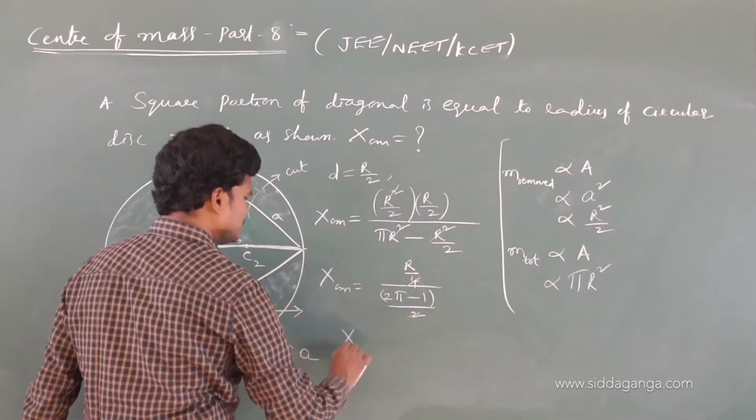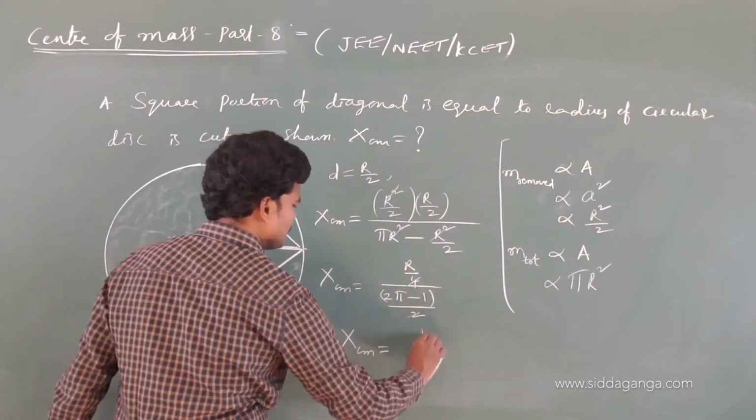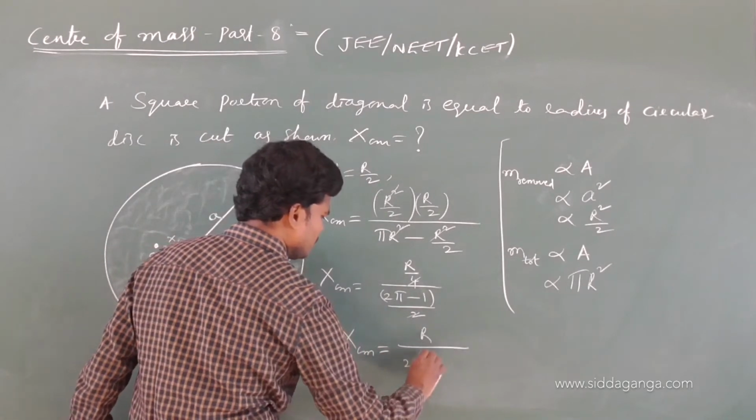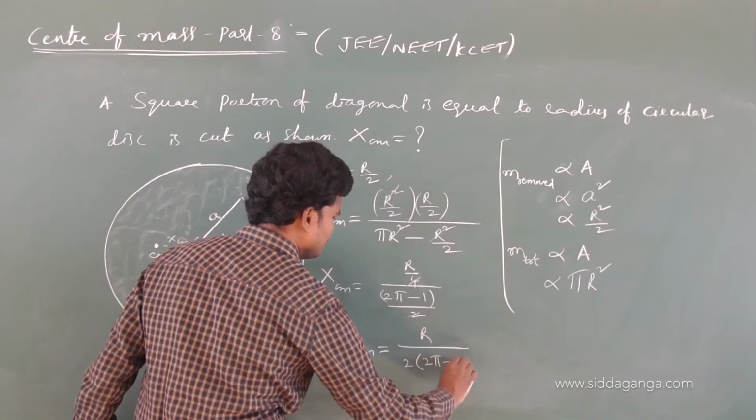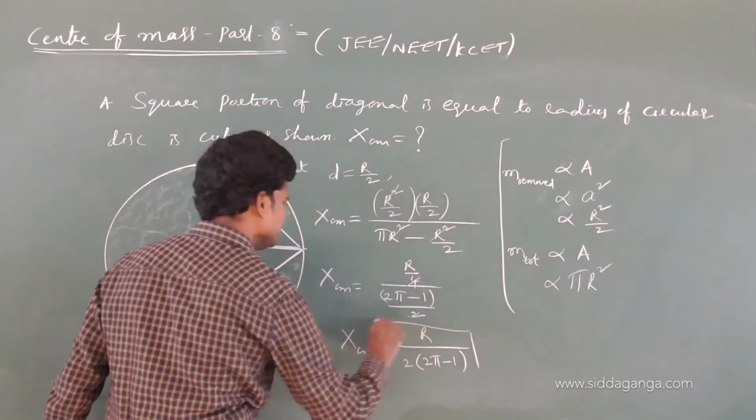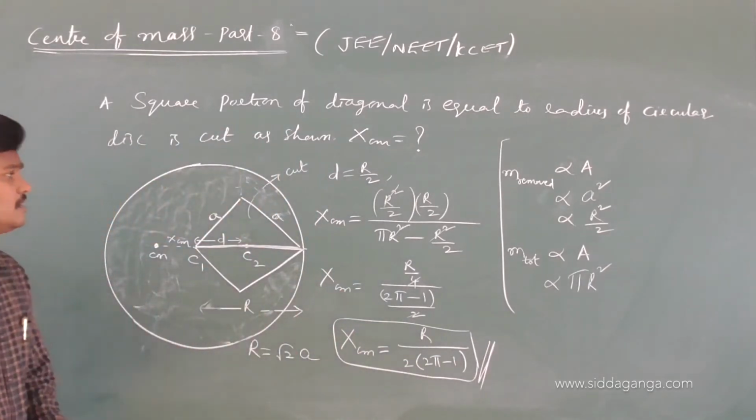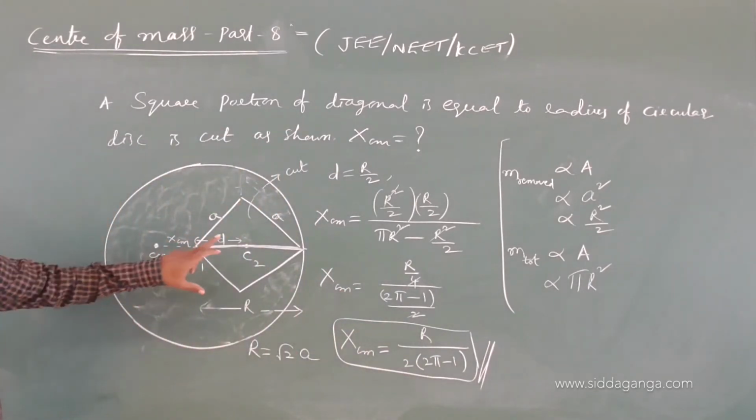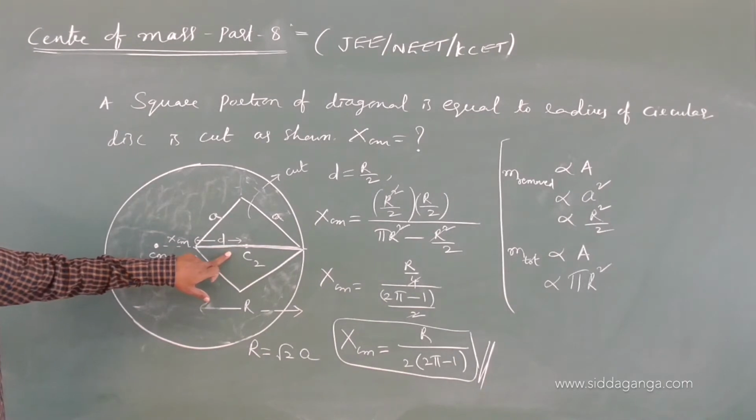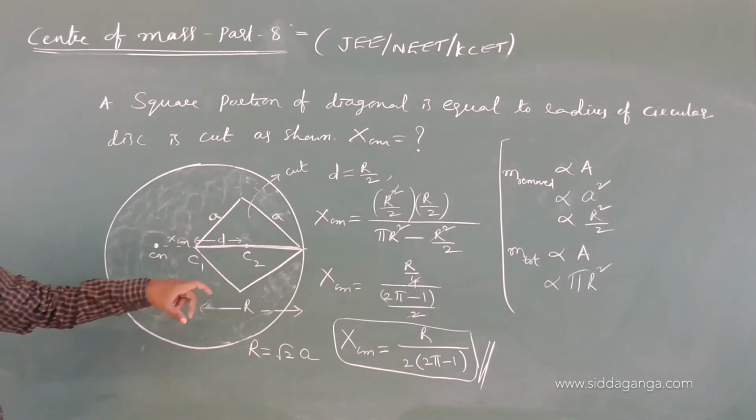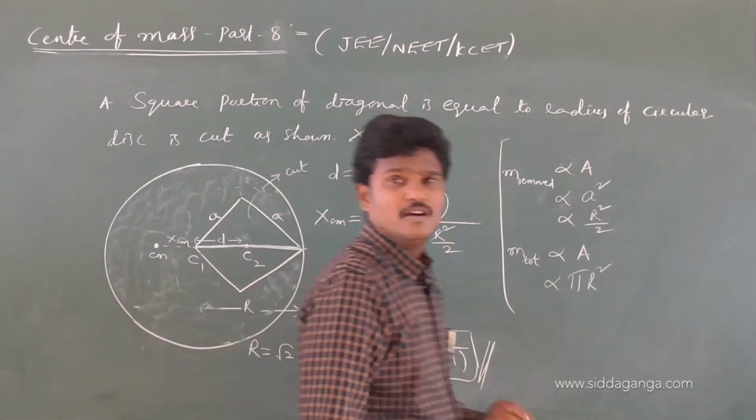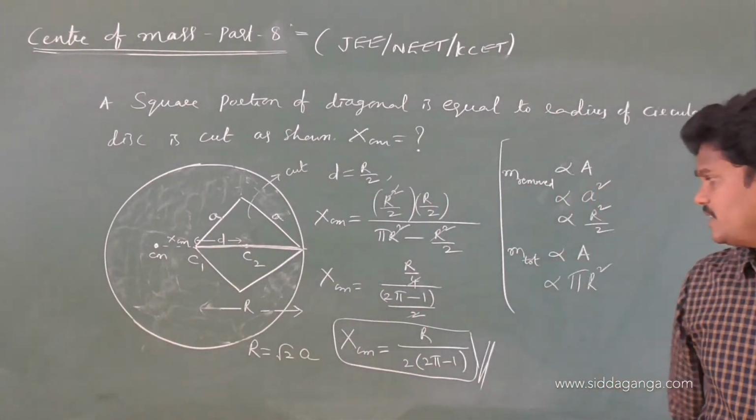So what is the answer now? The shift is r by 2 into 2 pi minus 1. So this is the shift in center of mass. If a square portion whose diagonal is equal to the radius of the circular disc is cut, then the shift in center of mass is r by 2 into 2 pi minus 1.